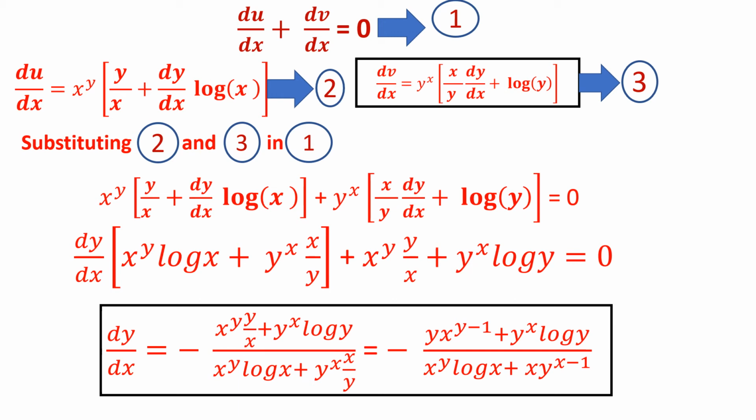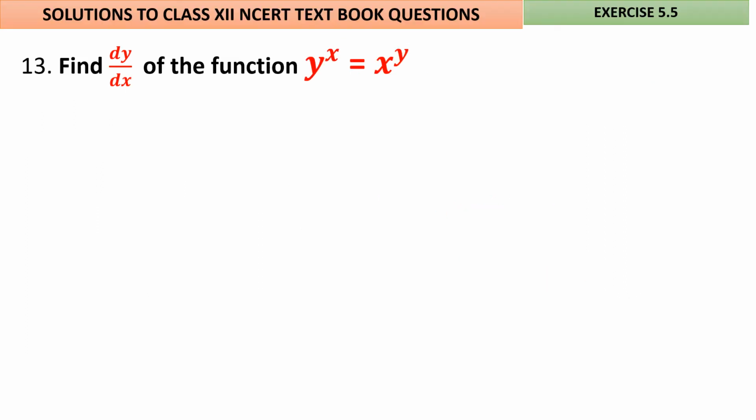Now what you can do is, if you want to write in a proper way, x power y, and there is an x in the denominator, that can be written as x power y minus 1. Similarly, in the denominator you have y power x into x by y, but that can be written as y power x minus 1 into x. So this can be written like this.